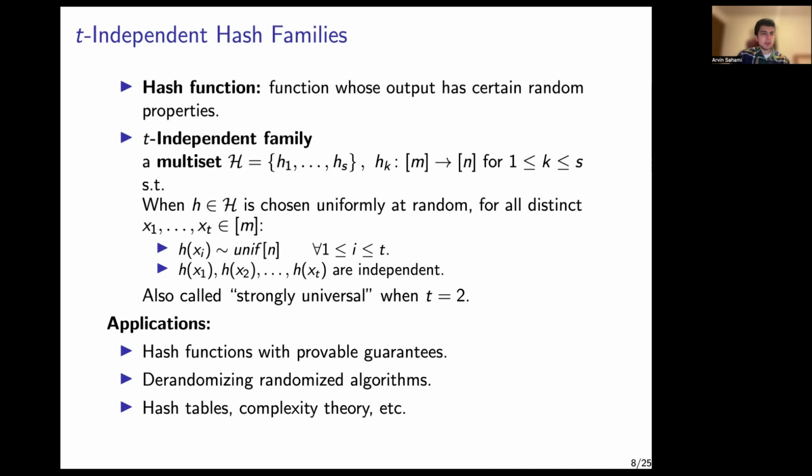So this is a well-studied notion and has various applications. For instance, if you want hash functions that have provable guarantees, or for de-randomization, for constructing hash tables, in areas such as complexity theory, etc.